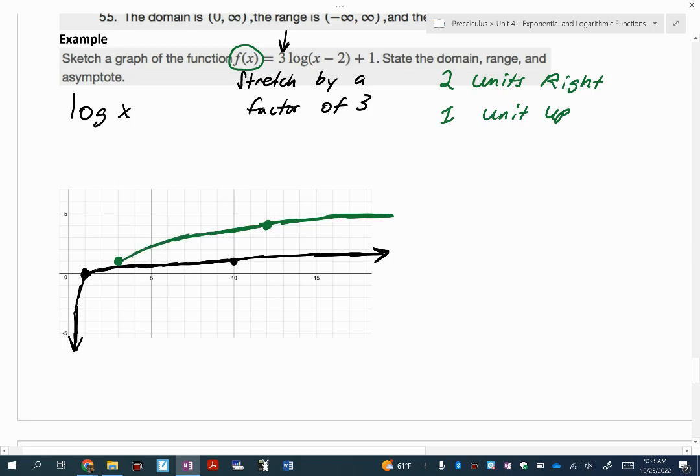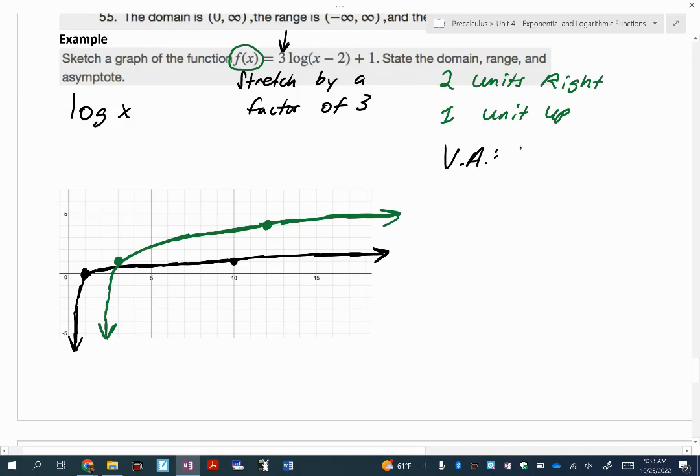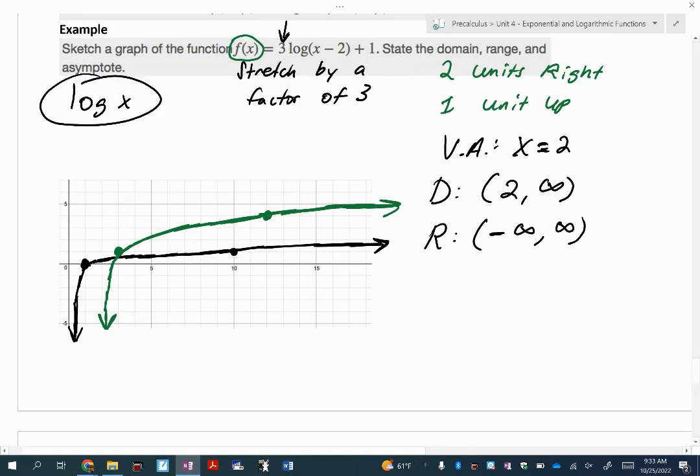All right, so the key thing is notice your new asymptote, because we moved 2 units to the right. So my vertical asymptote is now x equals 2. And then my domain also has to be shifted 2 units to the right. So 2 to infinity. And my range is actually not changed, negative infinity to infinity. Okay? If that's a little confusing, don't forget you can always just type this into Desmos and see how it's changing. I like to type in the parent function so I can see how it's being translated.